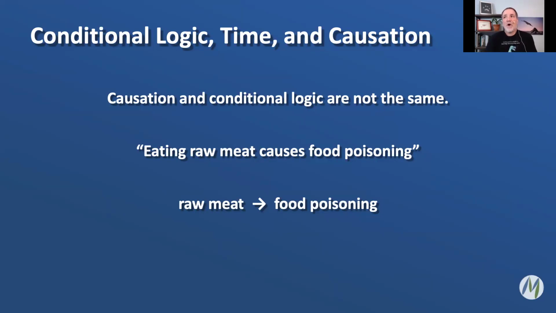Even if eating raw meat does cause food poisoning, it's possible to eat raw meat and not get food poisoning. That's the way causal relationships work. It's possible to have the cause without the effect, even if there is a causal relationship. Conditional relationships are always going to hold. So it would not be correct to use our little conditional diagram in this case. We're not going to do it that way. Causal relationships and conditional relationships are not the same.